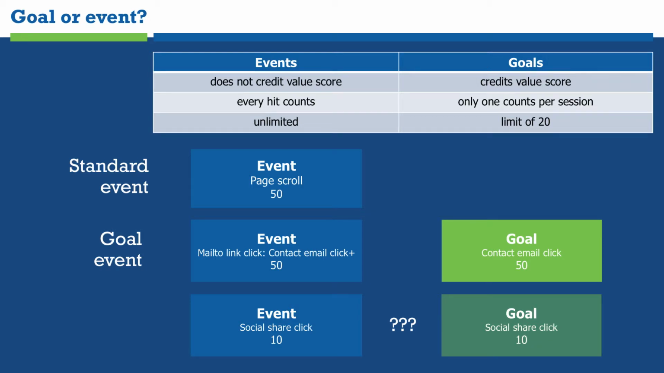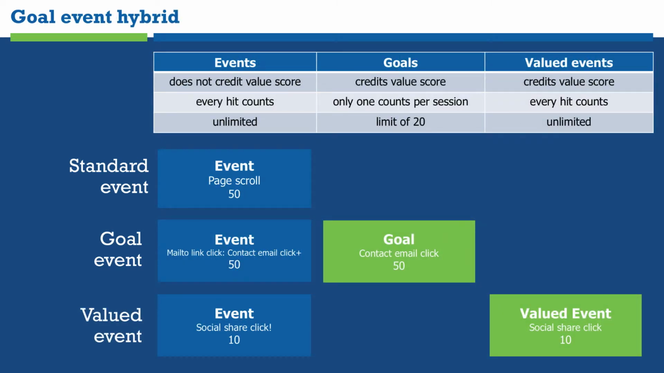To solve this problem, we create a new type of event called a valued event. A valued event combines the power of goals and events. You have an unlimited number of them, they're added to the value score, and each hit is added in a session. You can create as many value events as you want simply by adding an exclamation point to the end of the event name. Intelligence then knows that this is a valued event and will automatically credit the value score.